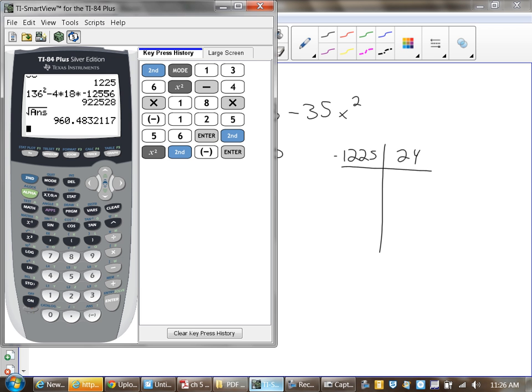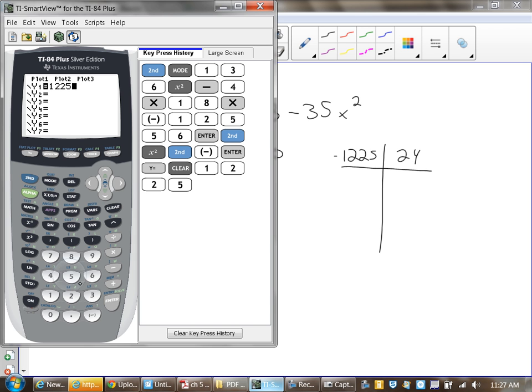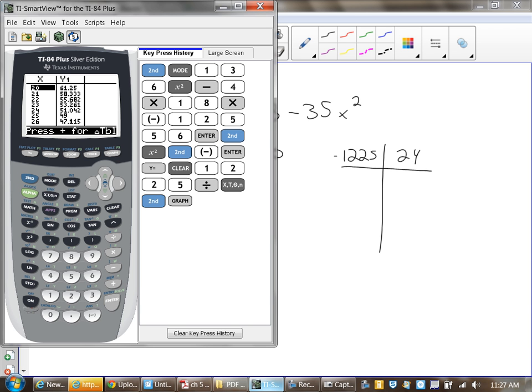Go to your y equals. I want 1225 divided by x. As you go through your table, it'll start listing x squared if I want to try to find the radical. Here I'm just looking for factors. 1225 divided by x gives me my factors. If I do 1225 divided by x squared, it'll help me find my perfect squares.